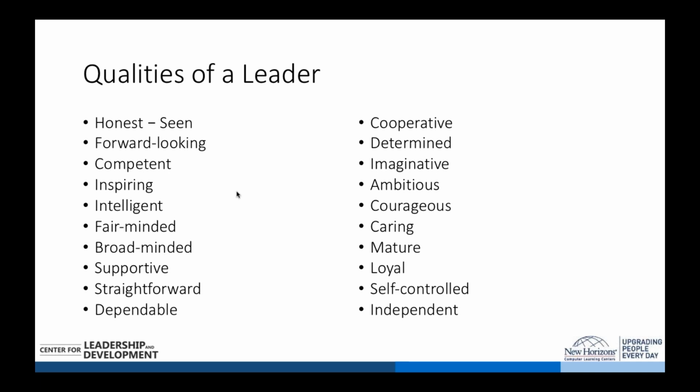But I'm going to go back to the first point on this list, which is honest, right? As leaders and managers, we need to be honest, and we also need to be seen as being honest. And that's really, really critical as a manager and a leader. You can't fake this. You can't lie. You just won't get away with it in the long term.